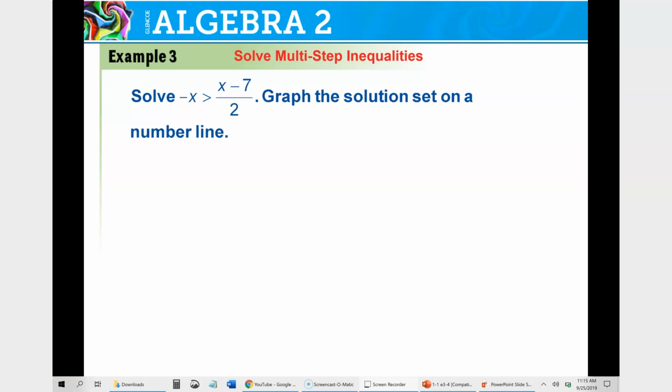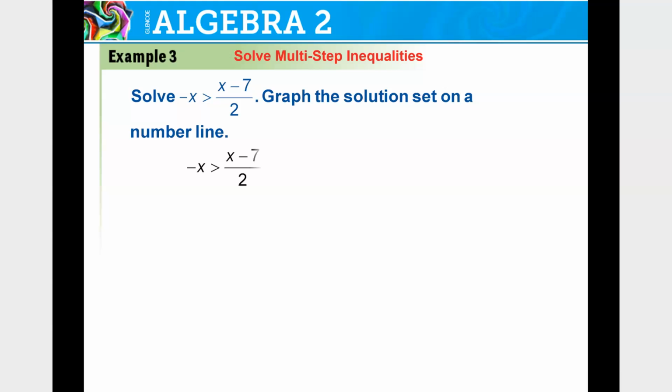We're continuing with section 1-2, solving linear inequalities. Here in example 3, we want to solve negative x is greater than (x minus 7) all over 2, and then graph the solution set on a number line. So first I copy the original problem.